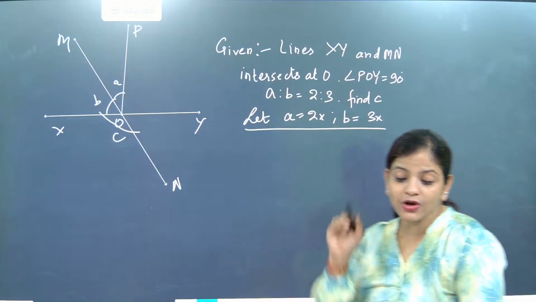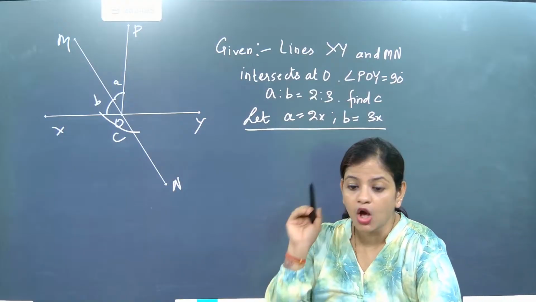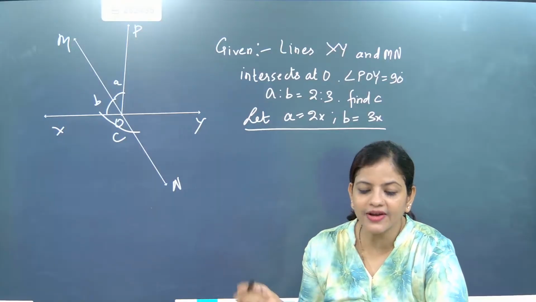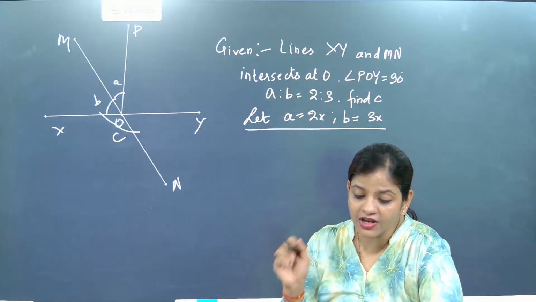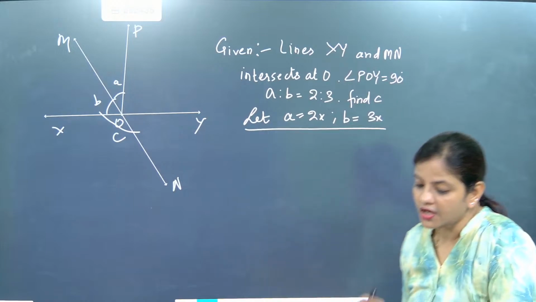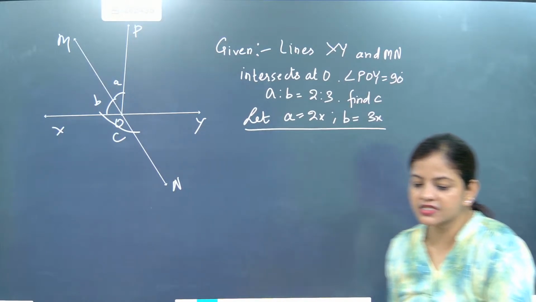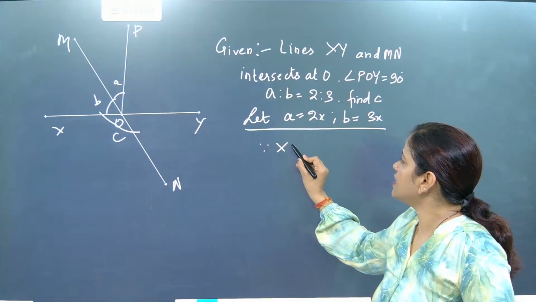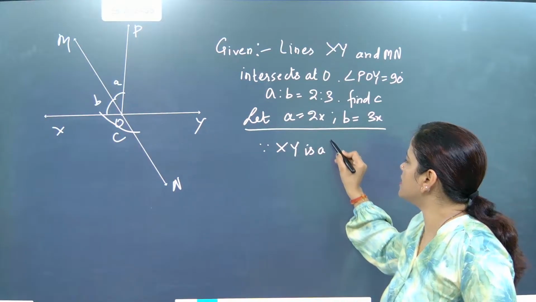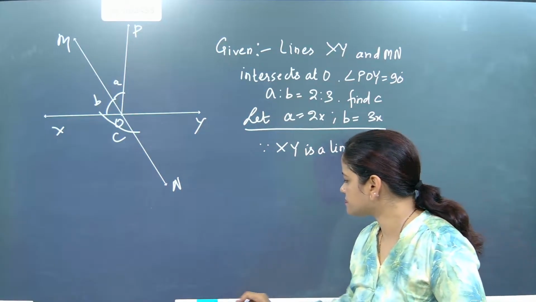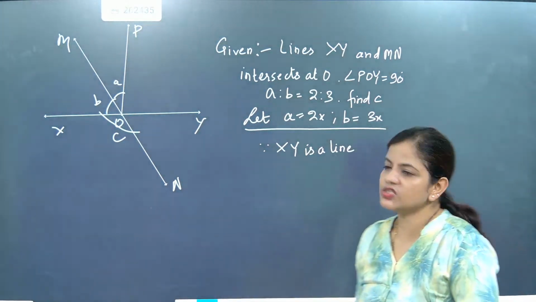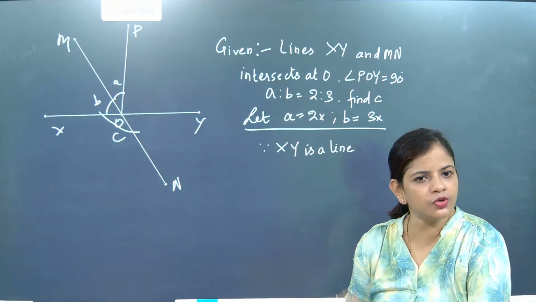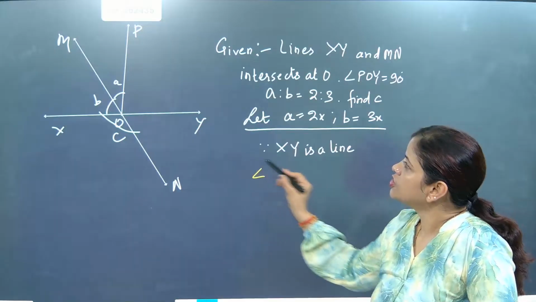So XY is a line. Until and unless they give you it as a line, don't take it as a line, because it may be lesser than 180 degree. So angle B plus angle C is coming. Now we are going to do one thing. Since XY is a line, all angles sum will be equal to 180 degree, straight angle.